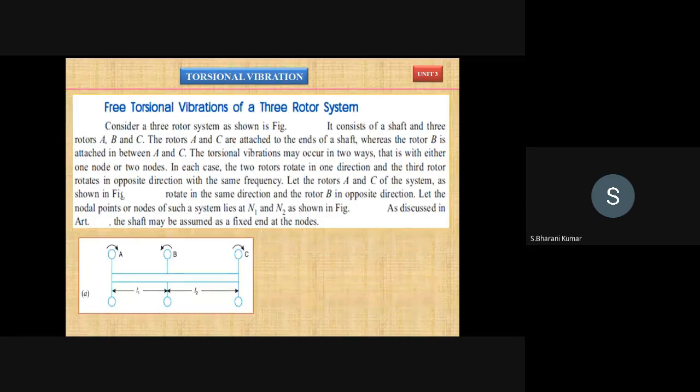Okay, this is called a three rotor system, and we can see so many things. Free torsional vibration of the three rotor system: in a single shaft, three rotors will be rotating. A good example for this is flour mills, or rice mills. All these things will be on a single shaft.